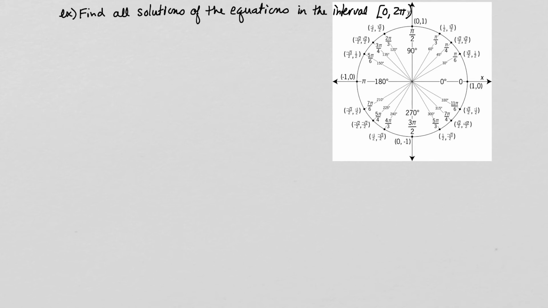Okay, so my first big one is going to be the cosine of theta equal to 1. So we're solving in the interval 0 to 2 pi. That's telling me I just have to look on the unit circle. So where on the unit circle is the cosine of theta equal to 1?